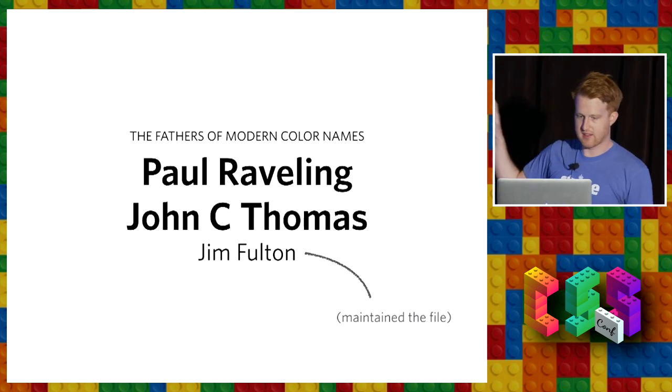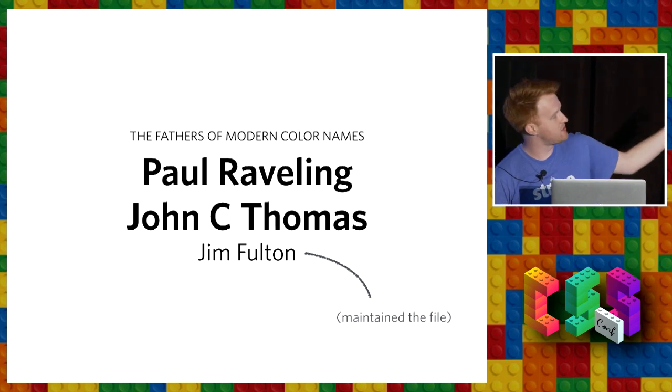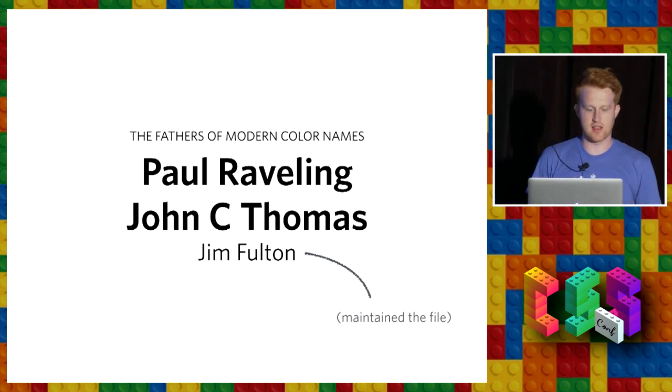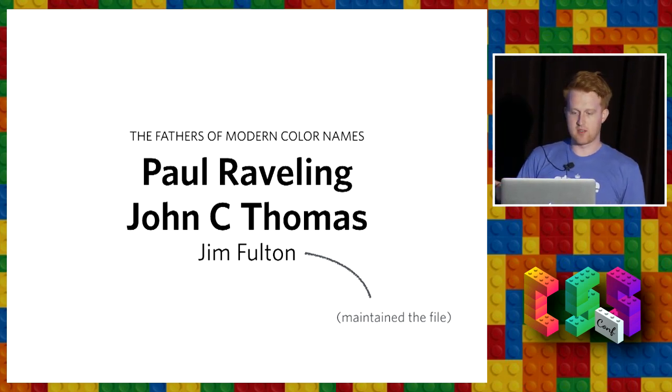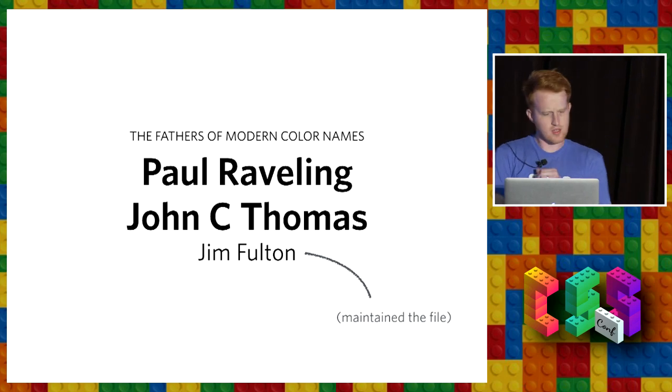But this was where the real people came together. Paul Raveling and John C. Thomas were these 2 dudes on the X Windows mailing list. And Jim Fulton was the maintainer of the file. And so these 3 people together kind of had this culmination of new ideas on how we should name colors.